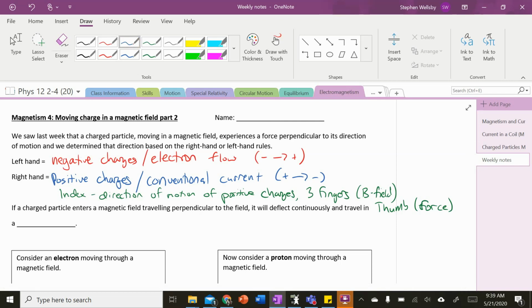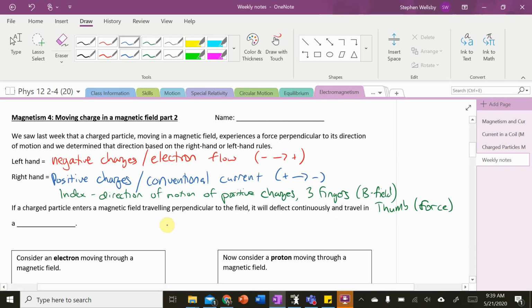So if we think back to a unit we did a couple of units ago, when we were talking about circular motion, we know that anything experiencing a force that's perpendicular to its motion will move in a circle. In this case, a particle is entering a magnetic field, and if it's perpendicular to the field, it's going to experience a perpendicular force again. Now it's perpendicular in the third dimension.